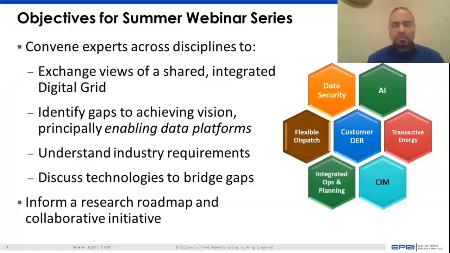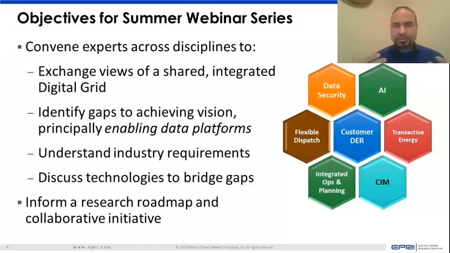So the objective that we have for this whole series, including this panel certainly, is to convene experts across multiple disciplines to exchange views of what a shared integrated digital grid means, what it represents. And you see there on the graphic on the right, different aspects that can constitute aspects of the digital grid. And we've had panels that have been focused on various aspects of this or have been looking at these in a cross-cutting manner. And the objective is to help identify gaps towards achieving this vision of a shared integrated digital grid.